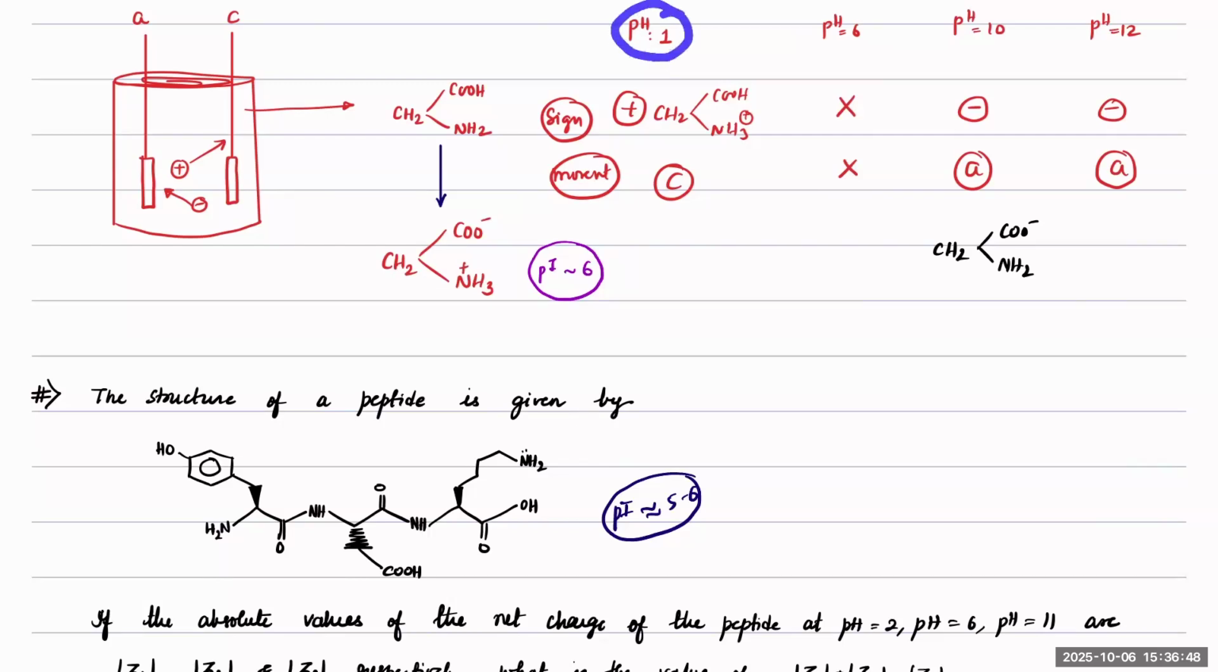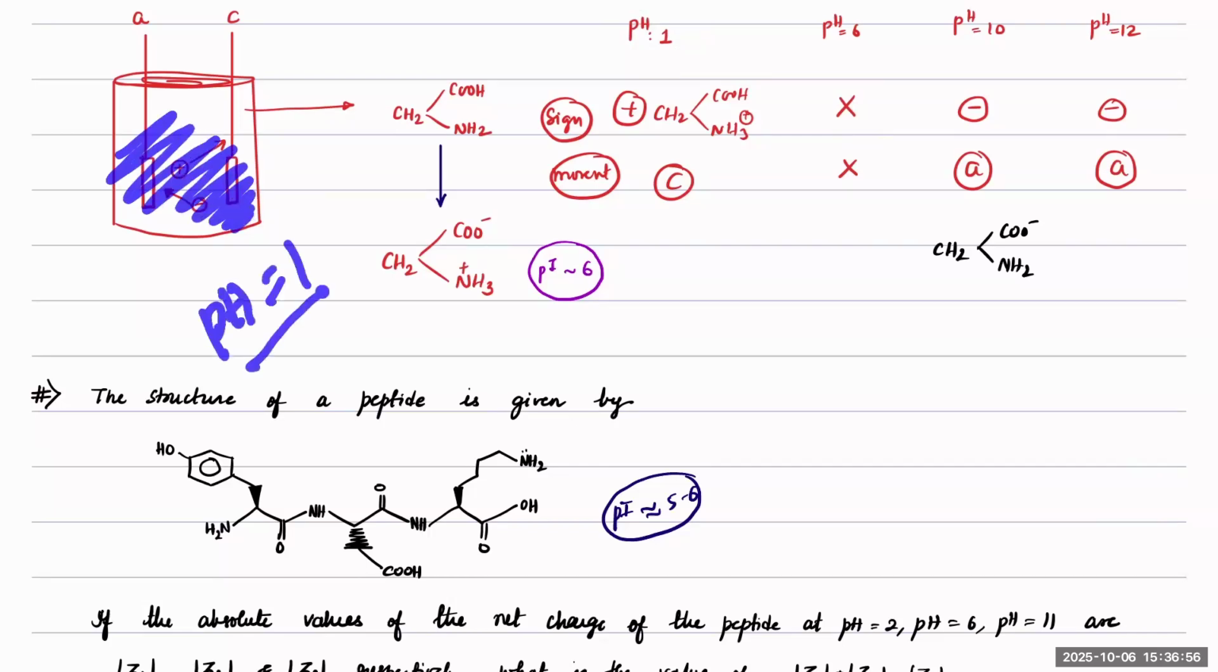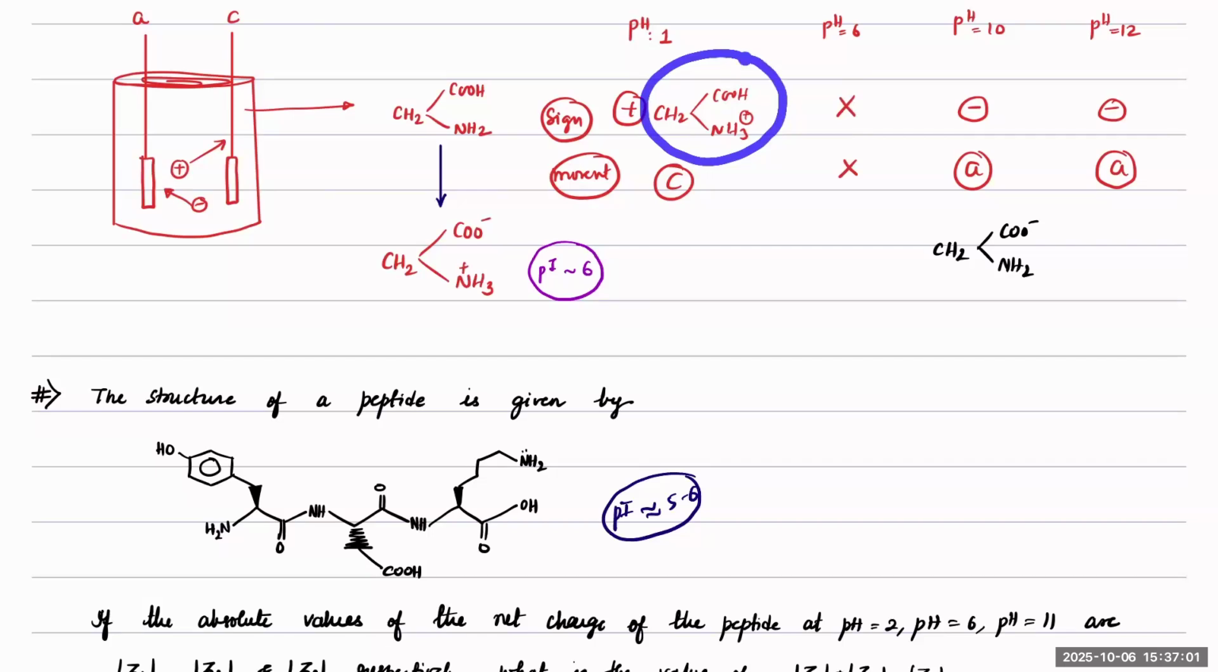But when you keep pH equal to 1, imagine I took that same amino acid and kept it in a solution where the pH this time is equal to 1. This being a neutral form, it will try to take H plus and convert into this form. Which means now what is the charge on it? Positive charge. So it has become a cation. A cation will always move towards the cathode. So therefore the sign is positive and the movement is towards the cathode.